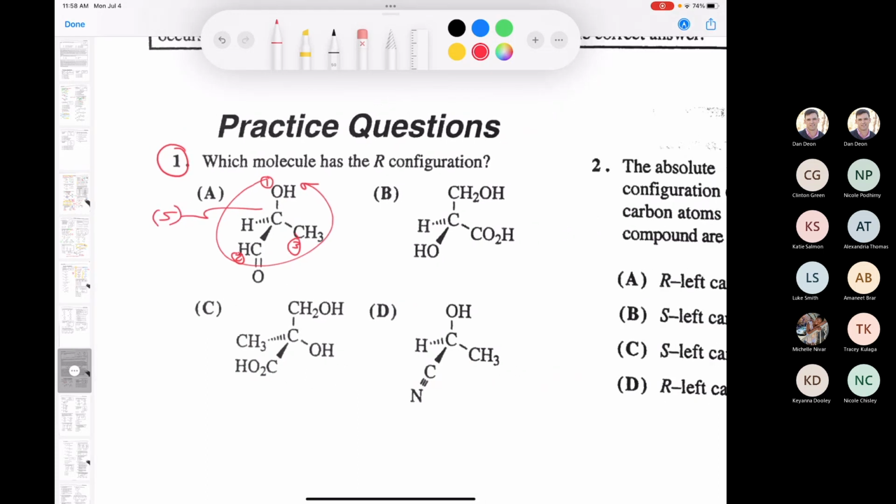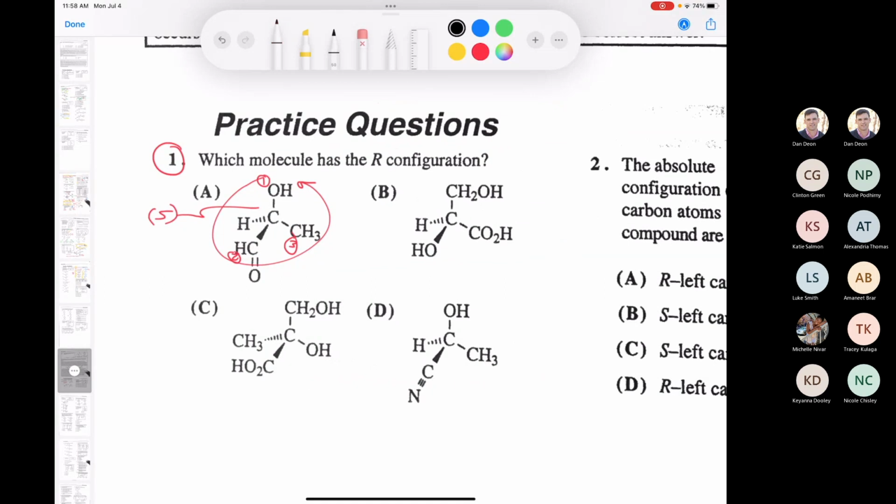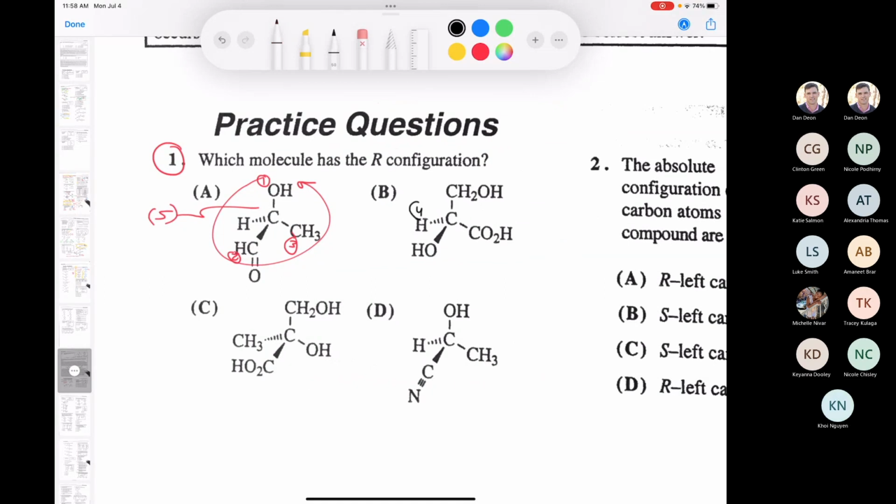If we go over to B, the hydrogen is in the back. So that's going to be the lowest priority group. The oxygen is number 1. The carboxyl group is going to be number 2. And then we have this CH2OH, which is going to be number 3. We're going like this, which is also reverse. So that is, or counterclockwise, I should say. So that's S.